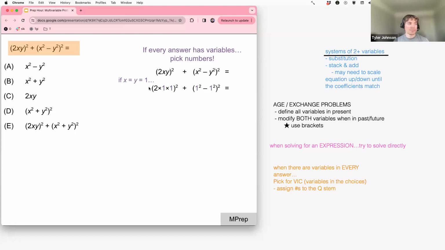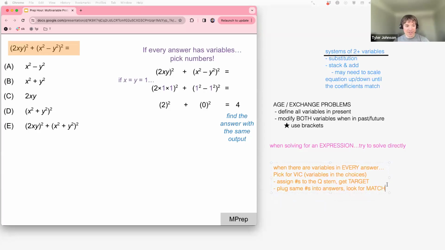1? And I replace x and y in every instance in that stem, and then evaluate it out, and I see I end up with 4. Now that 4 is going to be my target value. Once I have that target, I'm going to plug the same exact numbers that I picked into my answer choices. Ultimately, I'm looking for the answer choice that spits out a match for that target.